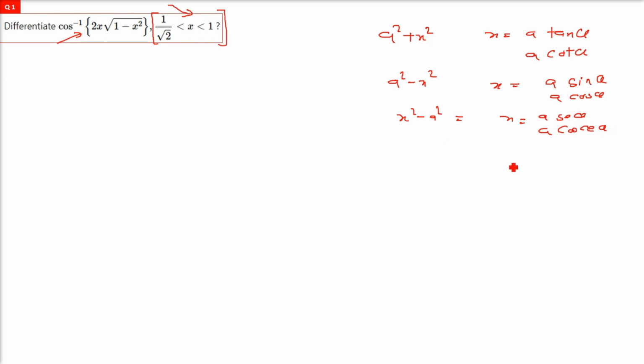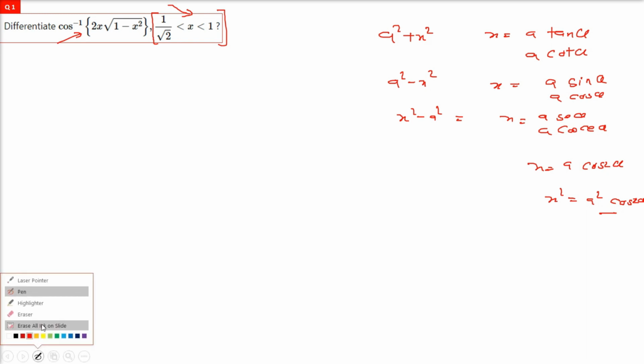For example, under root a plus x, a minus x, what we have to put? A cos 2 theta. Then we have a square minus x square by a square plus x square, so x square we will put as a square cos 2 theta. But this is just an idea being given, and in every question I am going to indicate what you have to put, what is the criteria we have to follow.